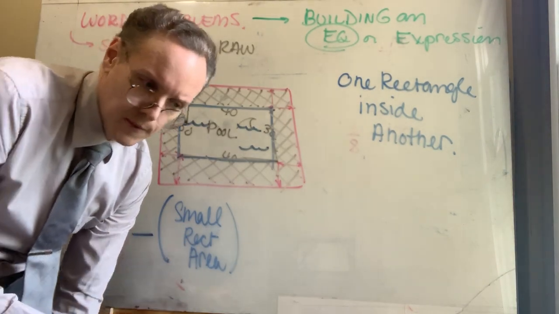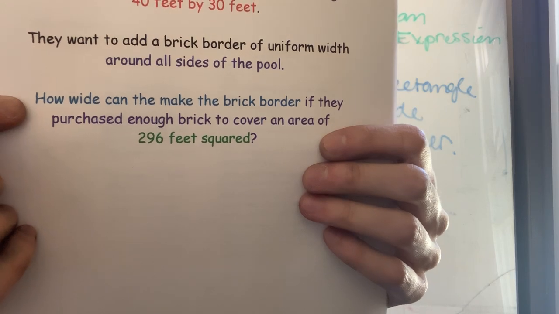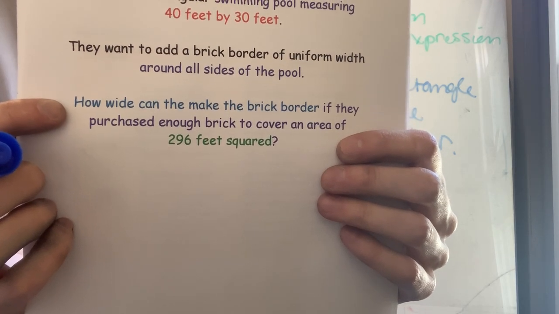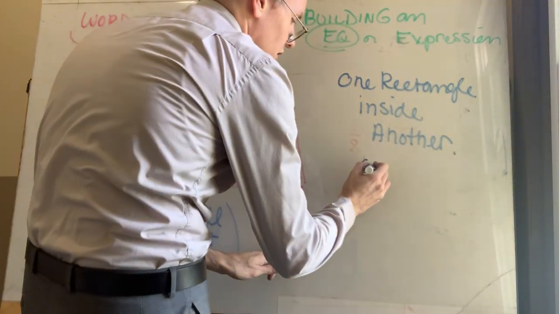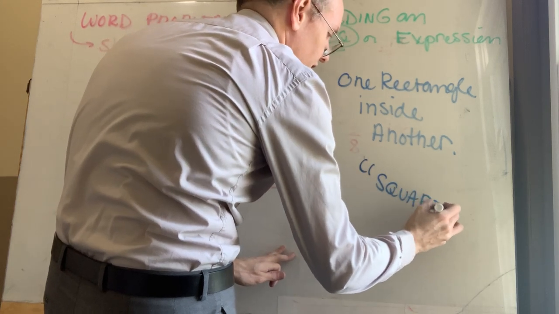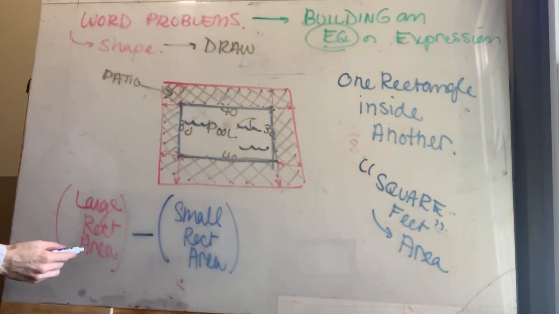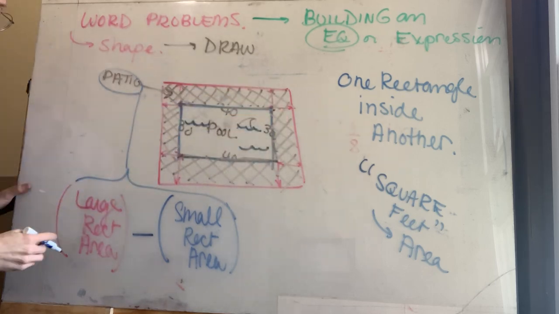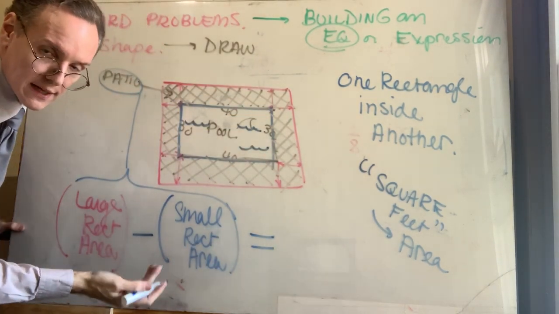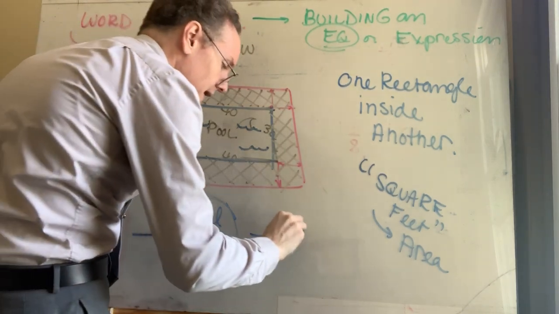Now, to complete this thought, remember, they did say there's some limitation here, and I'll point to it. How wide will they make the patio, the brick border, they're calling it, if they only bought so many bricks as to cover 296 square feet? Square feet is another little tell. When you hear square feet, that is implying an area. The difference of these two things in tandem is this brick patio that goes around the pool. What does it have to equal? It has to equal the amount of bricks they have to work with, because they're cheap. Well, they're being strategic, really. It has to equal 296.